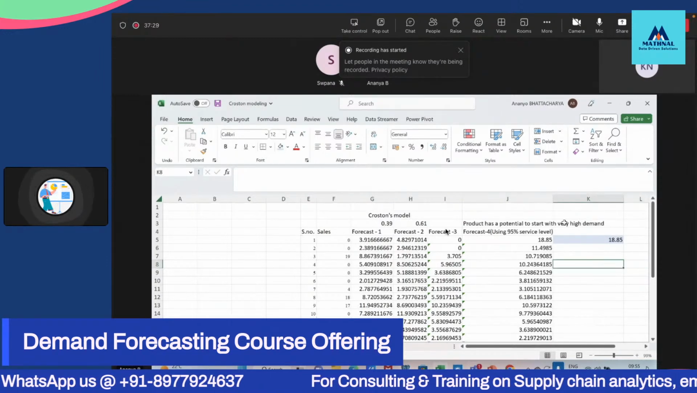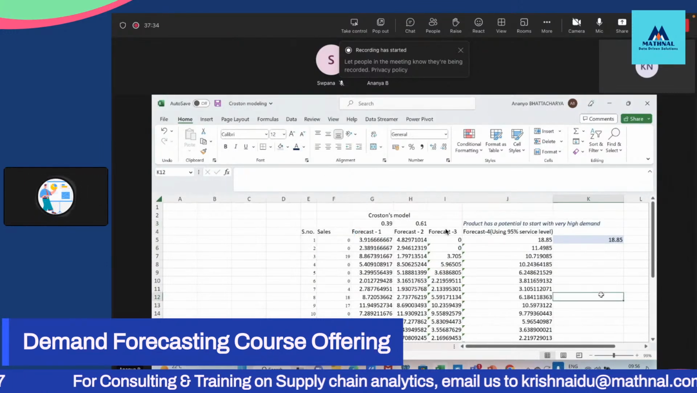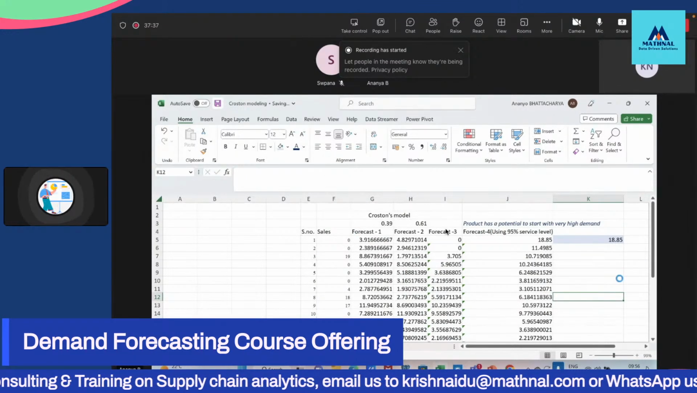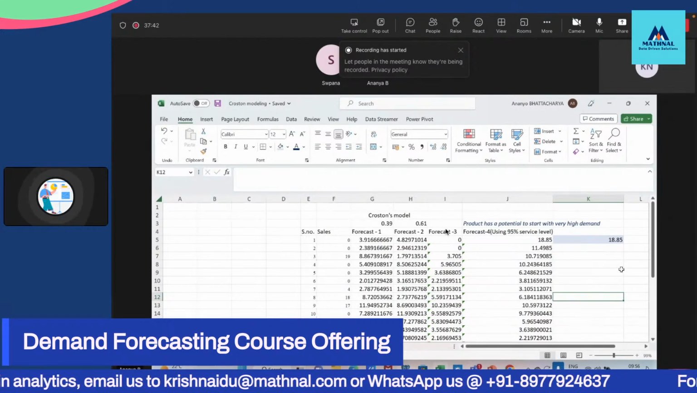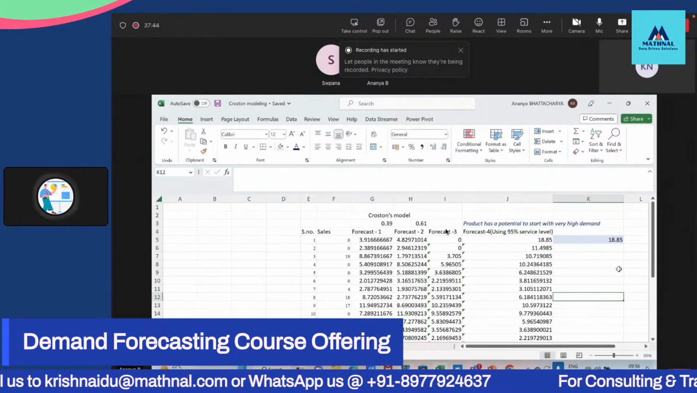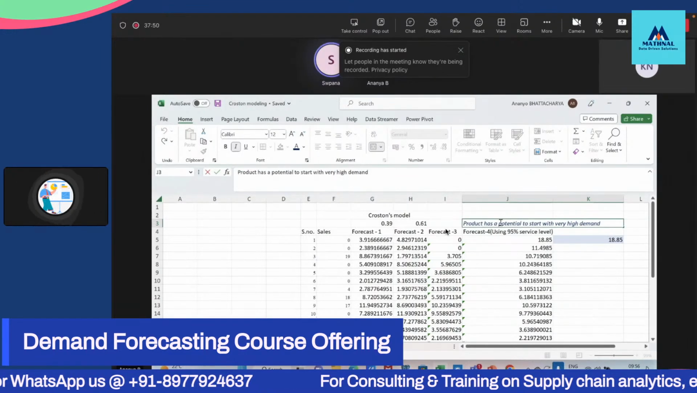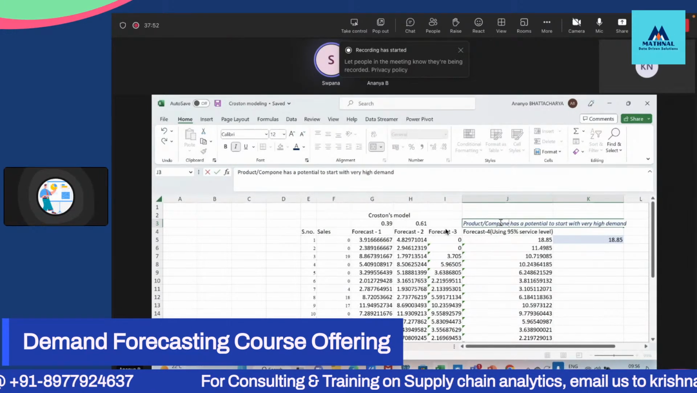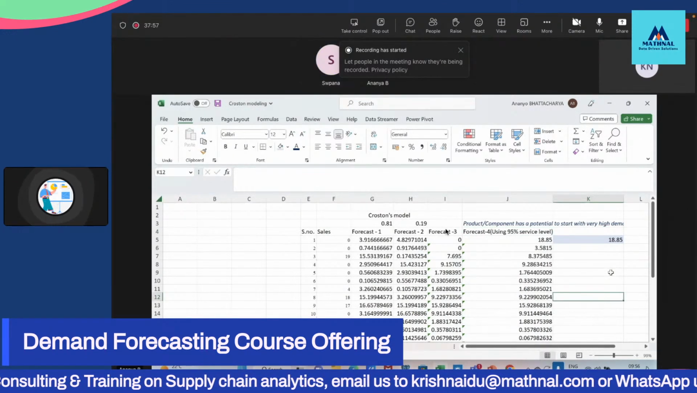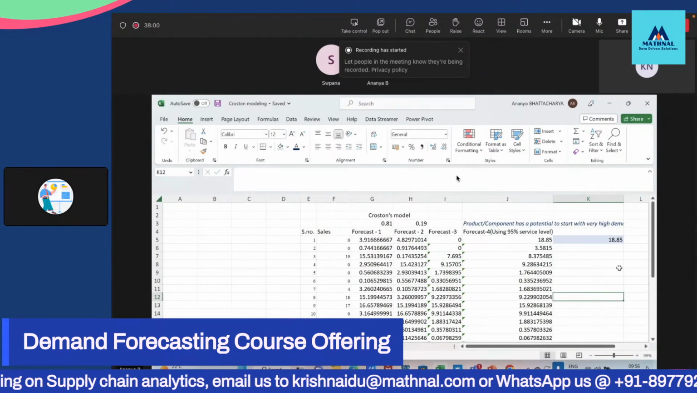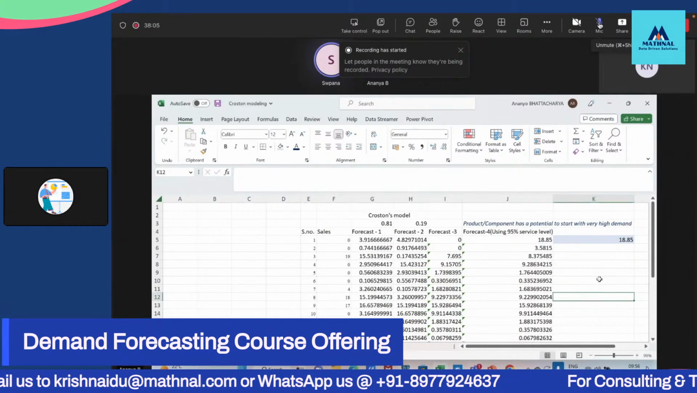And why should we use this approach? In this particular scenario, Swapna, can you comment why we need to start with the 95 percentile if the product has a potential to start with very high demand? Because in forecast 3 here we are getting 0, so that would impact the overall forecast. So that's the reason you have taken the 95% level. Is that correct, Krish?